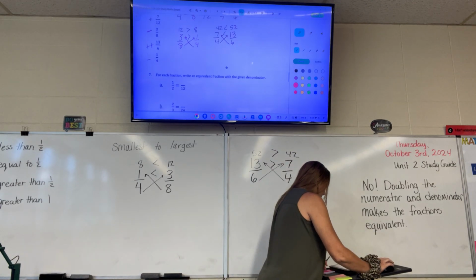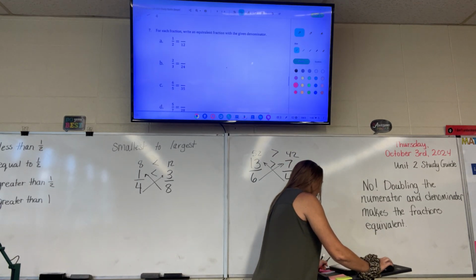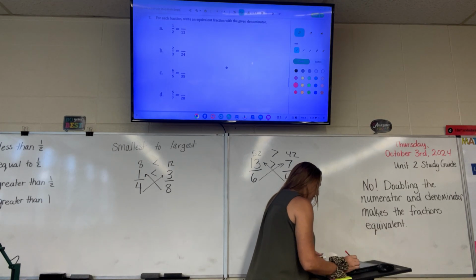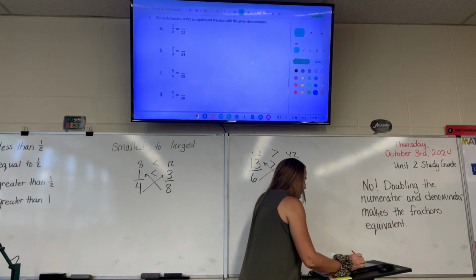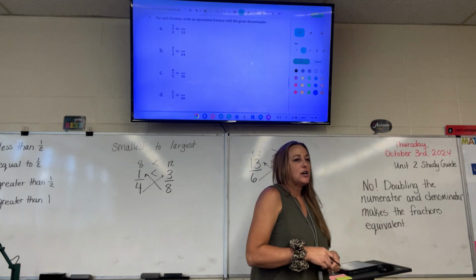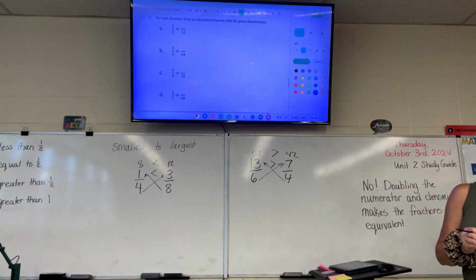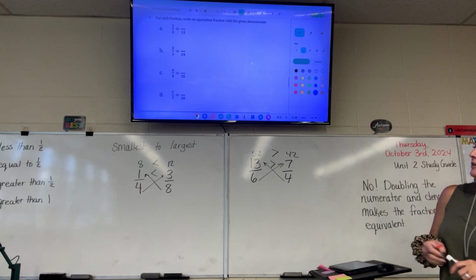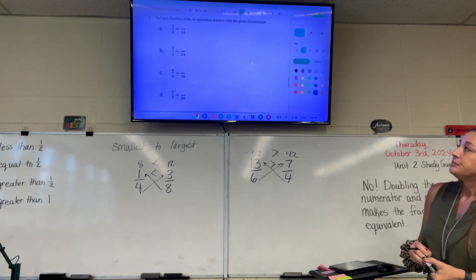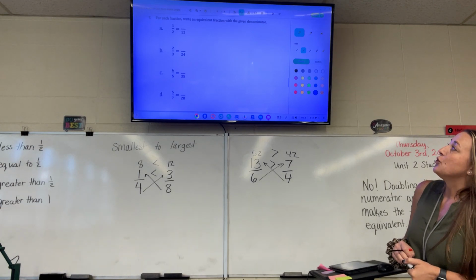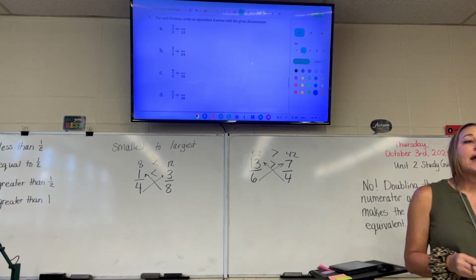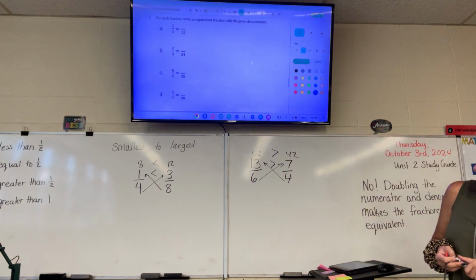All right, for each fraction, write an equivalent fraction with the given denominator. Some students in the other classes were trying to skip out on part of the writing today, and I am checking it before I put it in your binder. So, for each fraction, write an equivalent fraction with the given denominator.